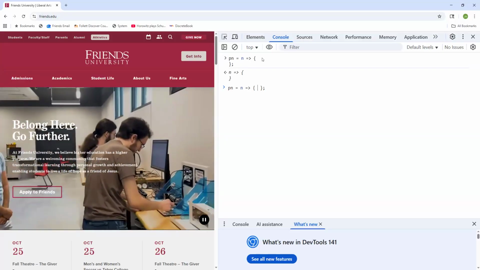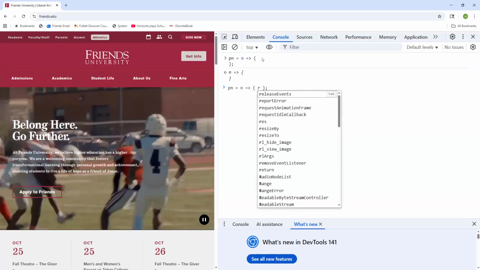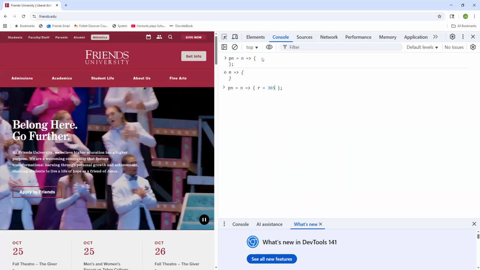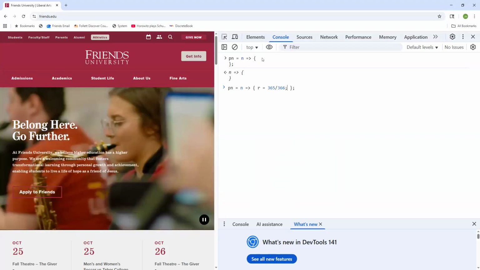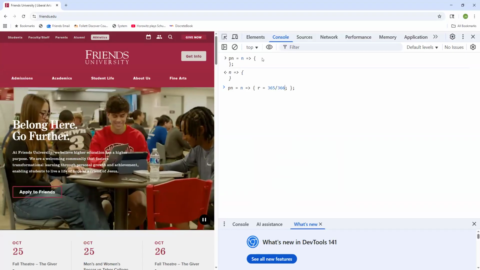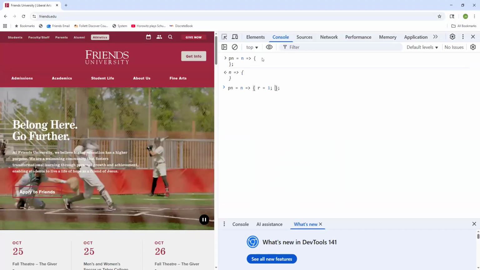I could use a loop. Yep, I could use a loop. So let's just say that R is a result, and we're going to start with 365 over 366 just to start with. How'd that be? Actually, that might be a waste of space because we could include that one in the loop as well. Actually, yeah, let's include that one in the loop as well.